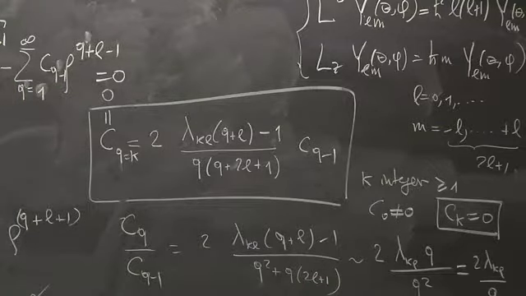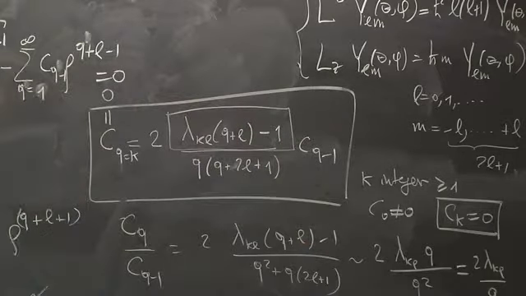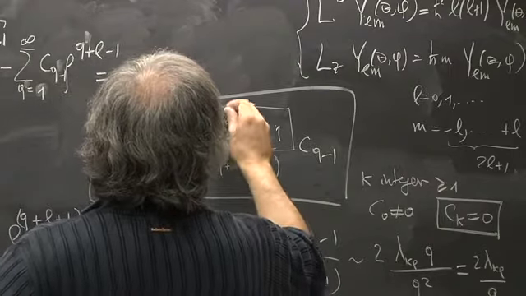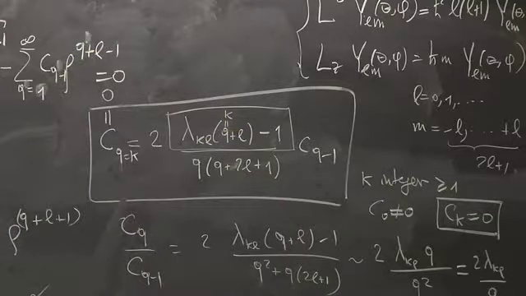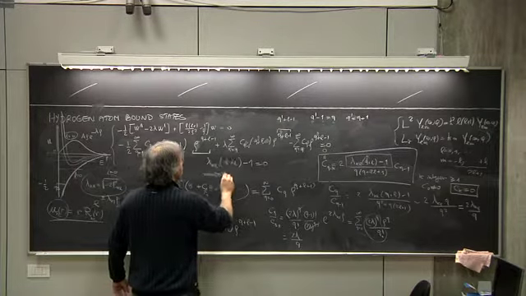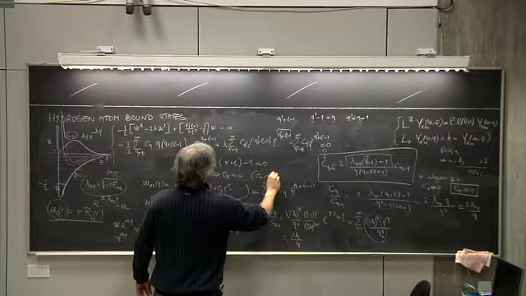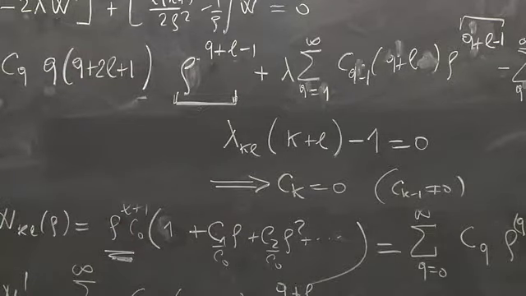Well, nothing could be simpler. This object here should be 0. Okay? So for q equal to k, I must have that lambda times k plus L minus 1 is equal to 0. If this happens, then Ck is equal to 0, while Ck minus 1 is different from 0. Okay? So there are only k terms in the power series.